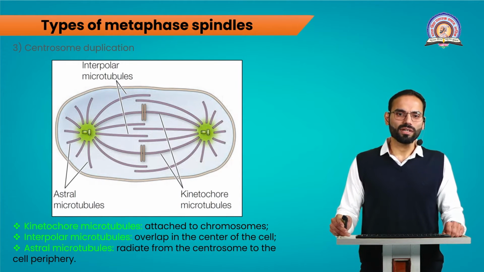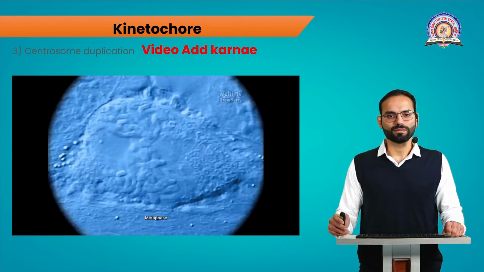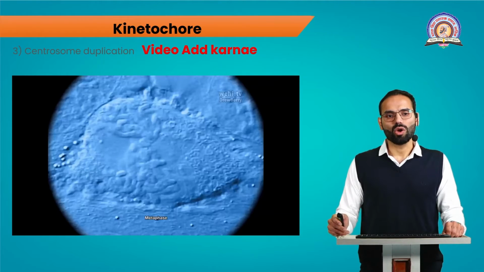So there are different types of metaphase spindle microtubules which are formed from the centrosomes. The first are the kinetochore microtubules that attach to the chromosomes. The second are the interpolar microtubules that overlap in the center of the cell. And the third are the astral microtubules that radiate from the centrosome to the cell periphery. With this video, I would also like to elaborate on the kinetochore and how exactly it plays a role in the segregation of the sister chromatids.